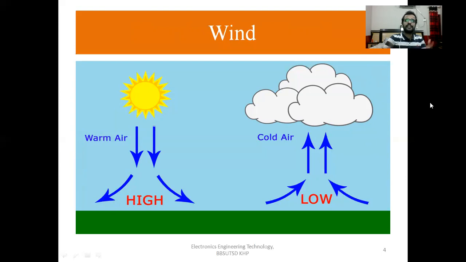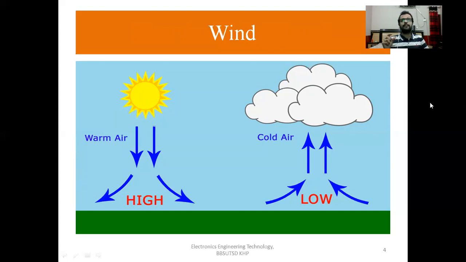Okay, so wind is described with direction and speed. The direction of the wind is expressed as the direction from which the wind is blowing. For example, easterly winds blow from east to west, while westerly winds blow from west to east. Winds have different levels of speed, such as breeze and then gale, depending on how fast they blow.